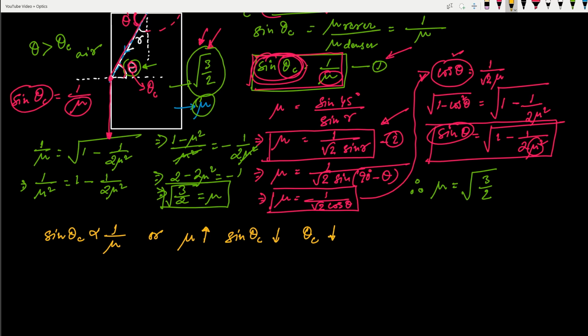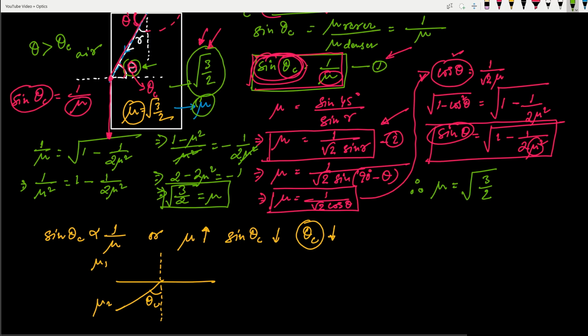Now what we will do is increase the refractive index of this material. We got mu equal to root 3 by 2. So if we increase this refractive index, then obviously theta c will decrease. Now let me draw it here. This is the normal, and this is mu1, this is mu2. Now this is the critical angle, suppose theta c, and the incident ray, let me pick another color. If we put the incident ray, then we know that the ray will graze this interface.